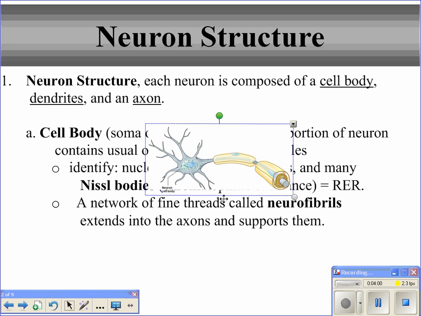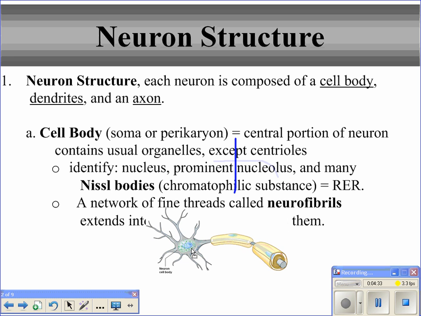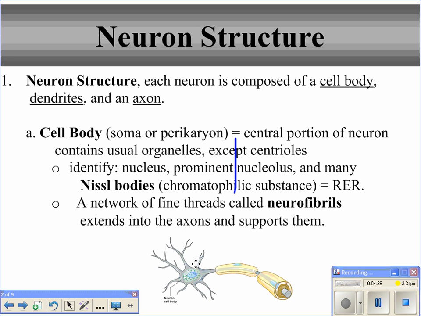One other thing I did neglect to mention here, you can see I have neurofibrils. There's a network of threads that are going to come in and support our soma, and they're also going to go into the axon a little ways and support that axon, give it some framework. Think of them like the 2x4s of a house. They're very small filamentous threads that are going to support the whole cell, just like the 2x4s in our walls and the trusses in our roof. So that's the cell body.